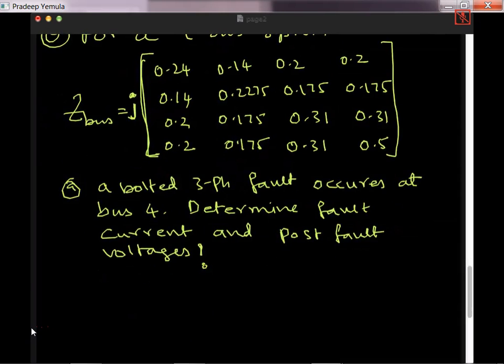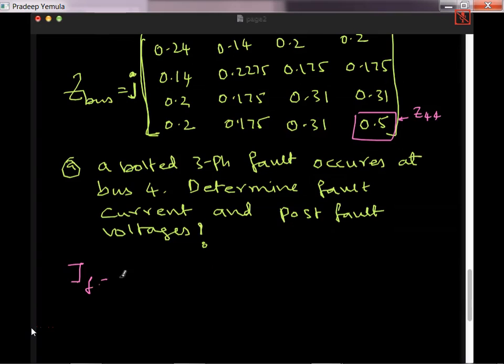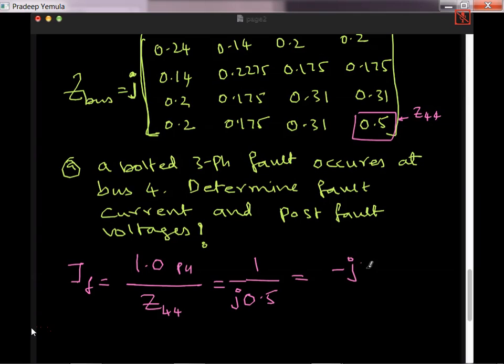Now if there is a fault at bus 4, what is Thevenin's impedance of bus 4? We already know, look at the 4 by 4 matrix, this is Z44. Thevenin's impedance at bus 4 is j0.5. So therefore, the fault current will be, 1 per unit is the fault voltage, divided by Z44. That is nothing but 1 by j0.5. The j is outside, so I just brought it in. So minus j2 per unit. This is the fault current.